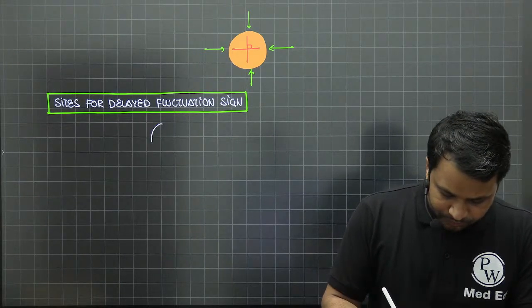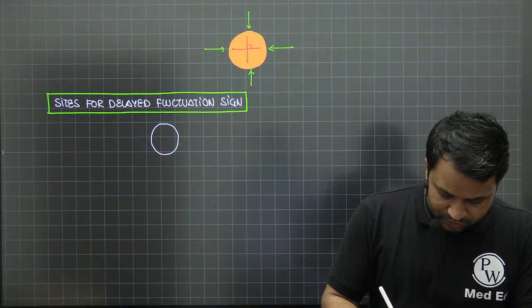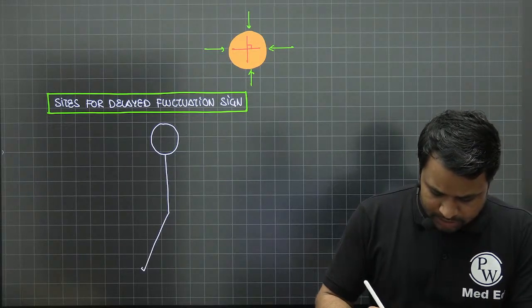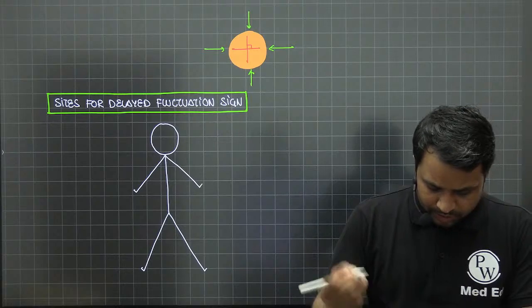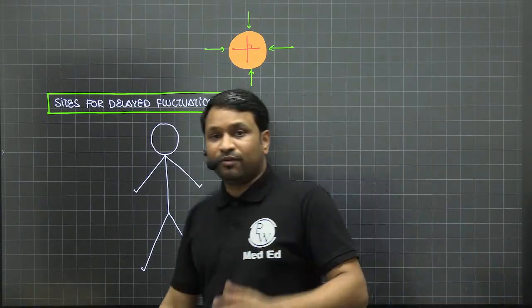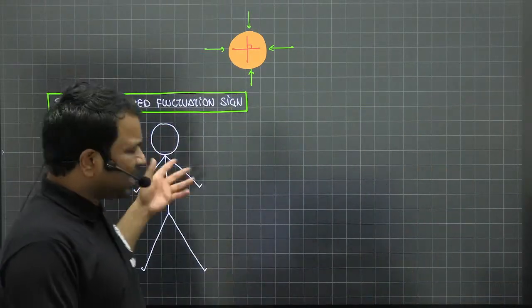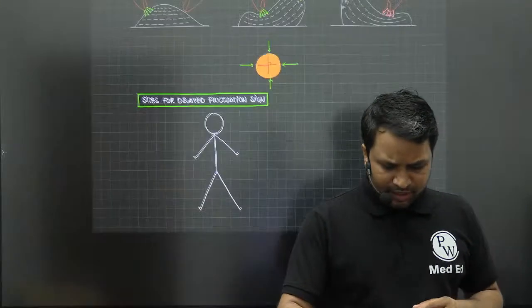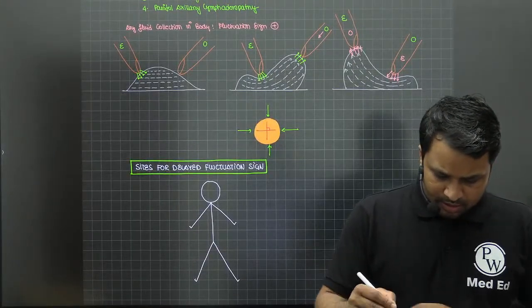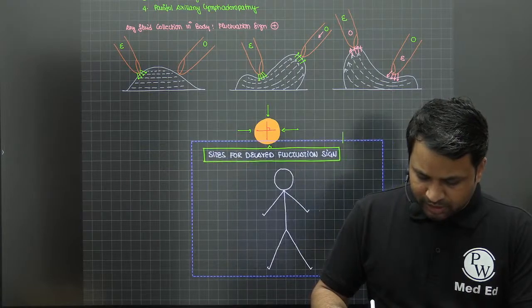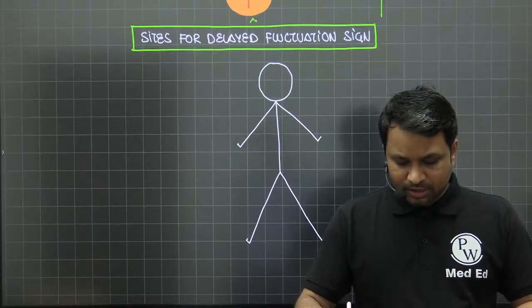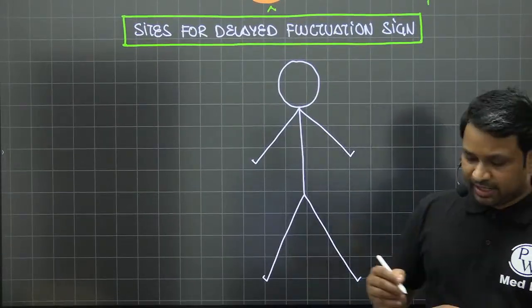Now, let's say this is a representation of the patient. I'll give you a small cartoon to remember this. So this is how the patient would look, right? So what are the sites where you have delayed fluctuation sign? If you remember this cartoon, it is more than enough. If you know this guy, he's a number one guy, he'll tell you all the important findings that we need to know for a delayed fluctuation sign. Okay? So what are the sites for the delayed fluctuation sign?